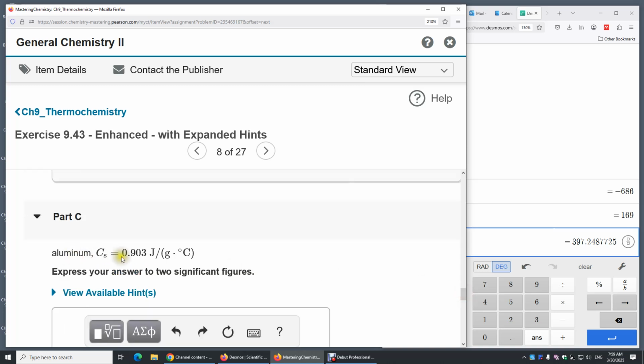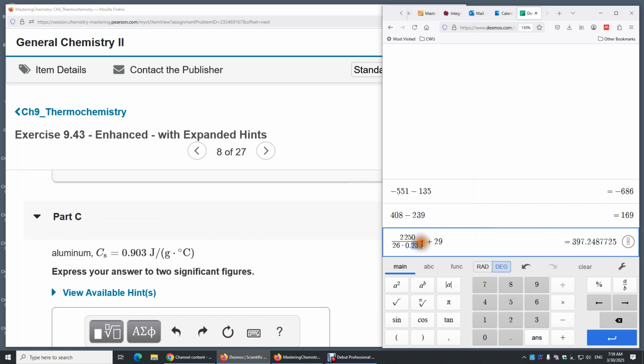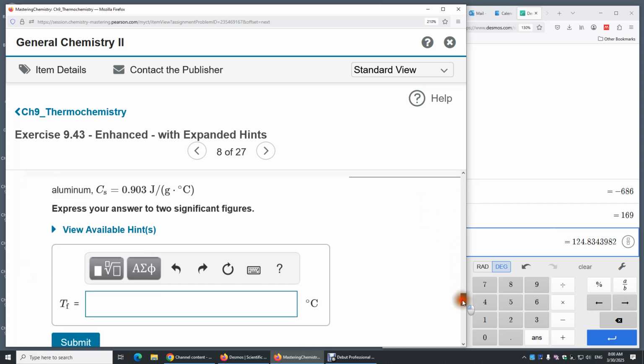This is aluminum, 0.903. Same equation. We'll get this number. We round it to 1.2 times 10 to the power of 2.